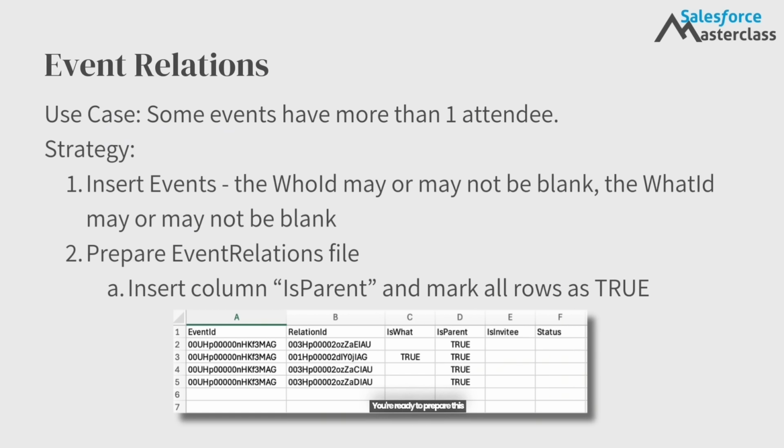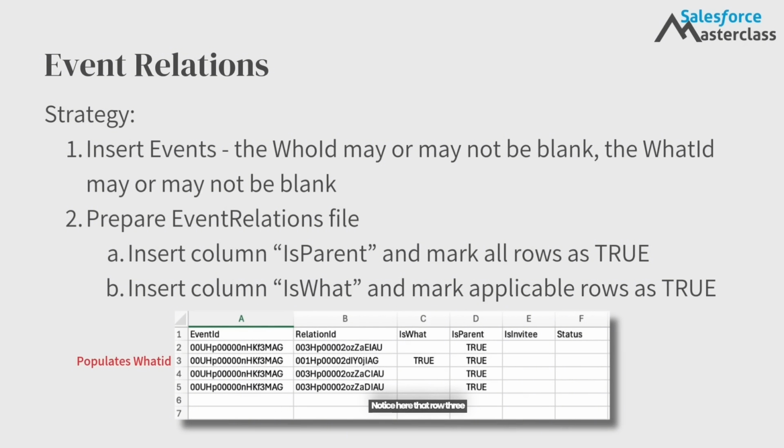You're ready to prepare this for your load. Your first step is to insert a column called isParent and set it to true for all rows. Notice here that row 3 has an account ID in the relation ID column. Since Salesforce considers this a what, we need to insert another column named isWhat and set that to true. This will populate the event's what ID if it's currently blank.